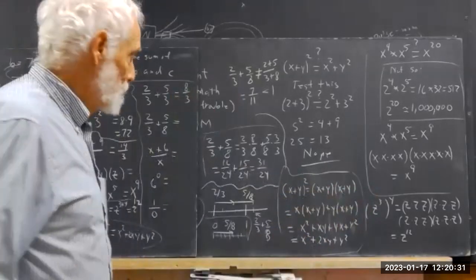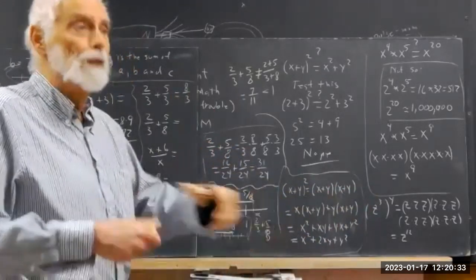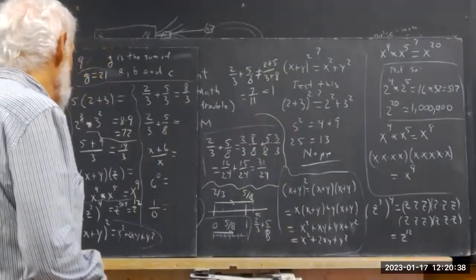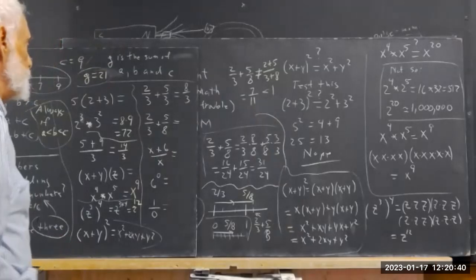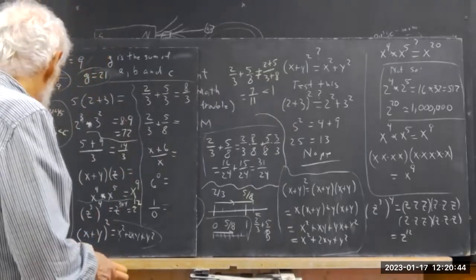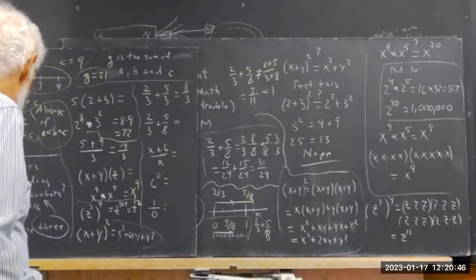And it's not just with numbers, it's with symbolic fractions. That's really tough. All right, now let's move on. What about x plus 6 over x?